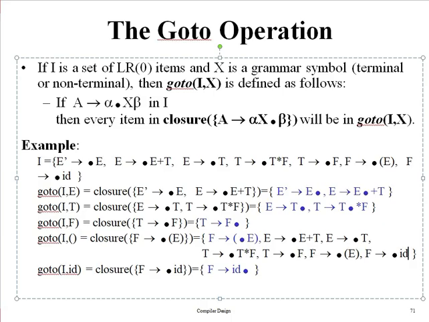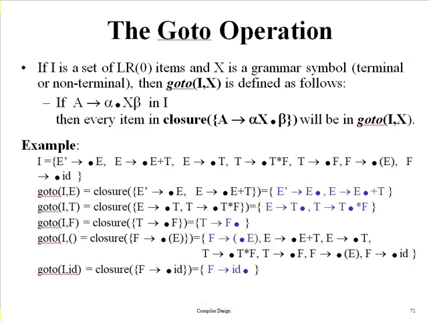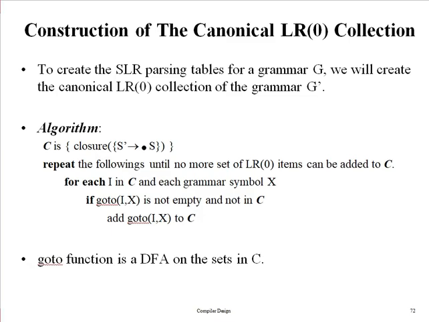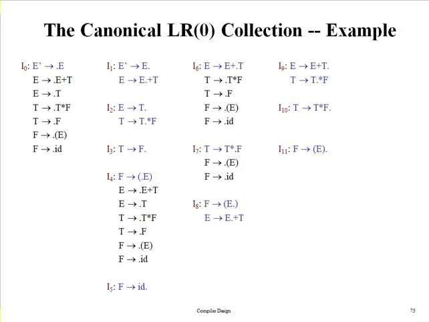So this is how we can apply the goto operation and closure operation for constructing LR(0) items. To construct the SLR parsing table, we should augment the grammar, then we should create the canonical LR(0) items collection. So this is what you call the canonical LR(0) items collection.